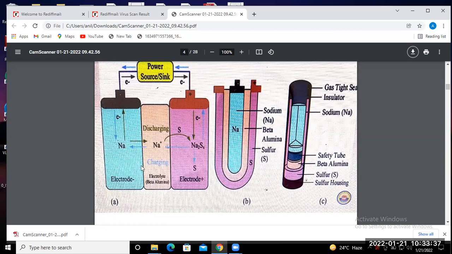How the sodium is converted into sodium plus ion in the electrolytes, and with the Na2S, that means sodium sulfur. Okay, so this is all about the construction or placement of the sodium and sulfur, where one acts as the positive electrode and one as the negative electrode.